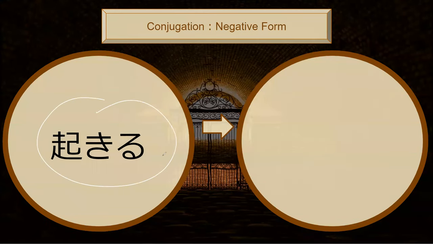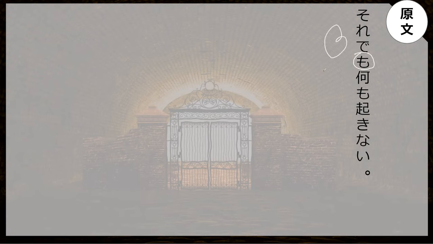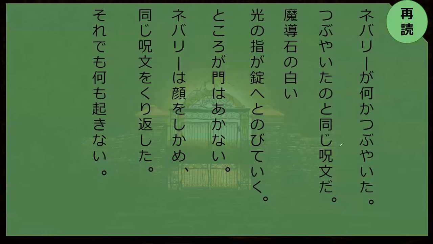Can you read this word? Okiru. Hai. What's the negative form? Okinai. Perfect. Let's go read this sentence. Sore de mo nani mo okinai. Sore de, afterward. Sore de mo, however. Hai. Nani mo, nothing occurred. Okinai. Perfect. So sore de does kind of mean what you said it meant, but we're adding the mo, so that makes it into more like however. Good job noticing that.